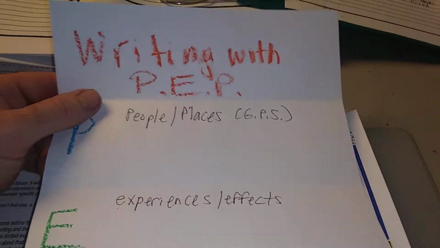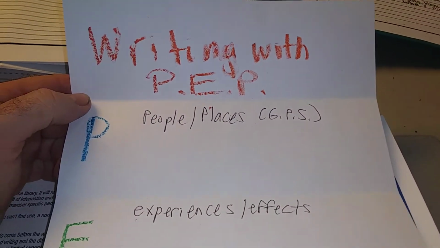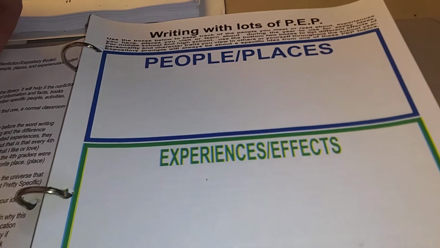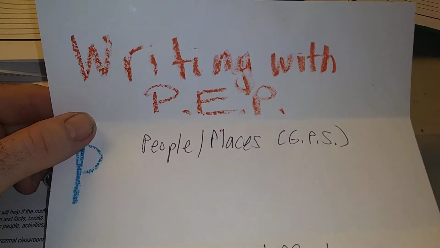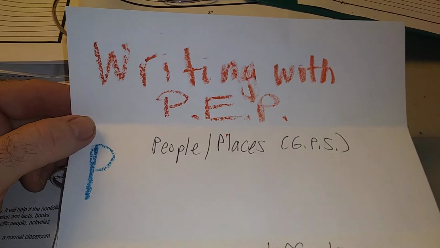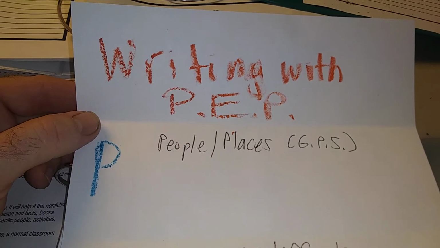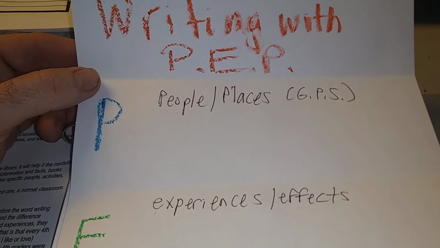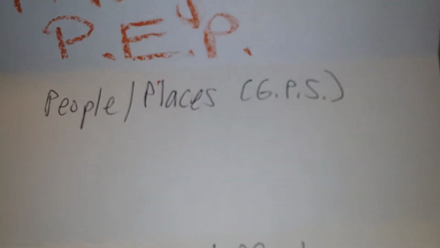Okay, so one way you could do it is you could just grab a sheet of paper if you don't have the page 9 where the kids can be filling it out, and they can write on the, after holding it 4 times, your kids will write writing with pep on the first section. The P of pep, people, places, and GPS.